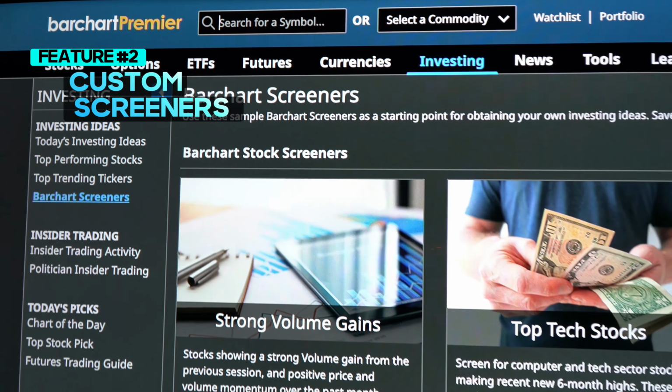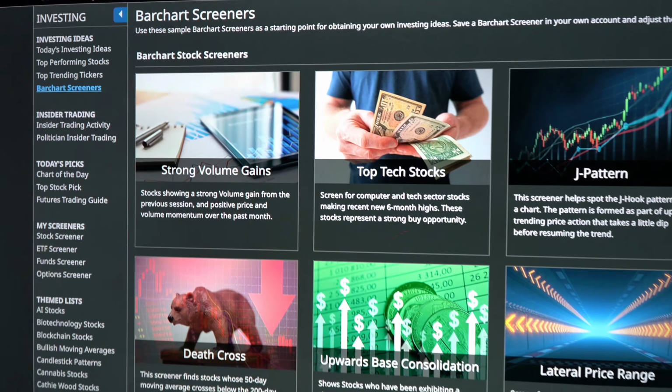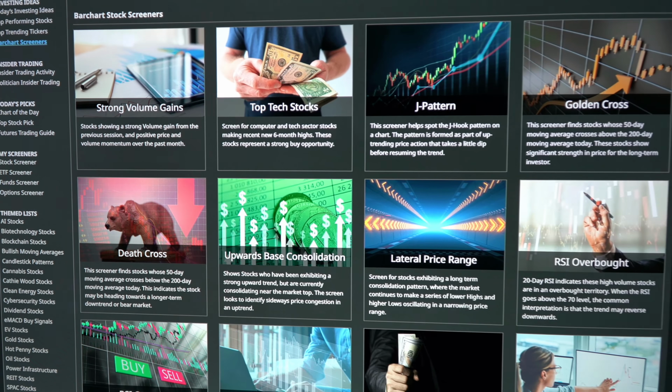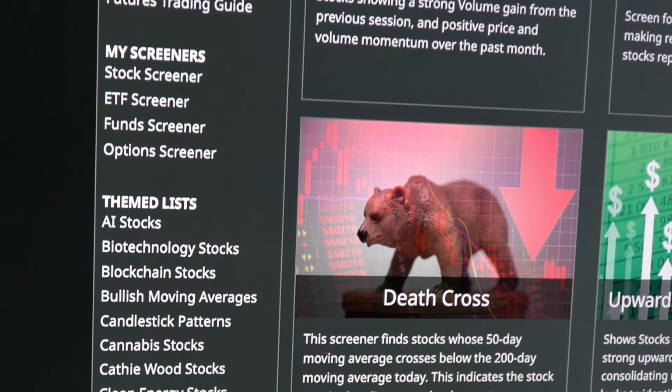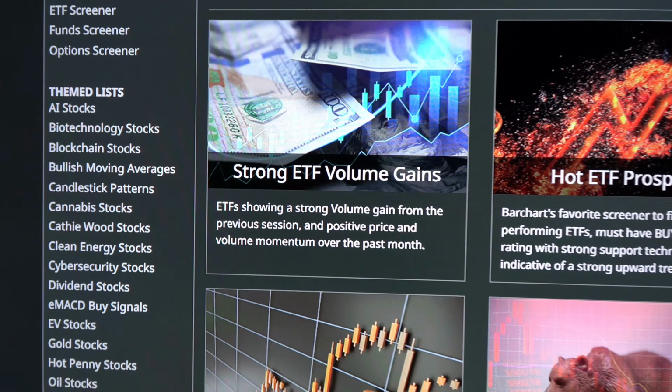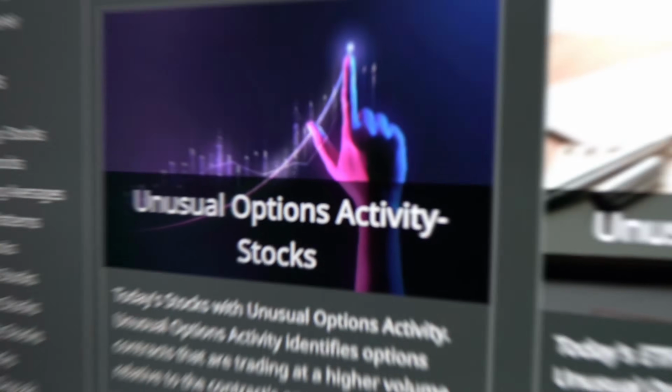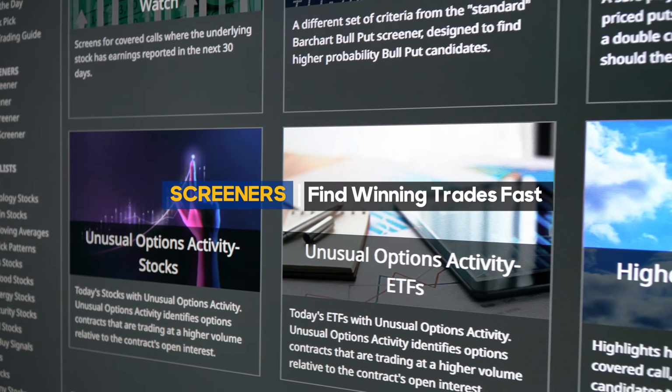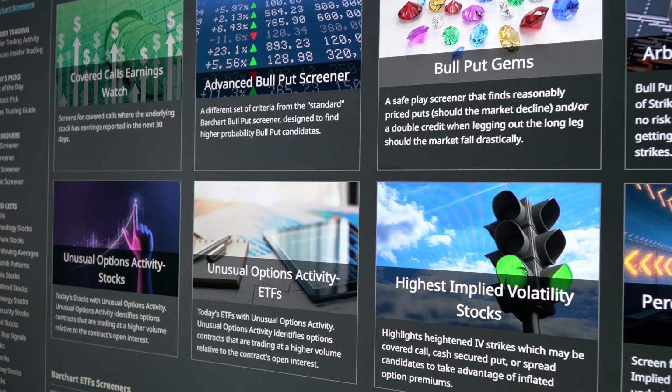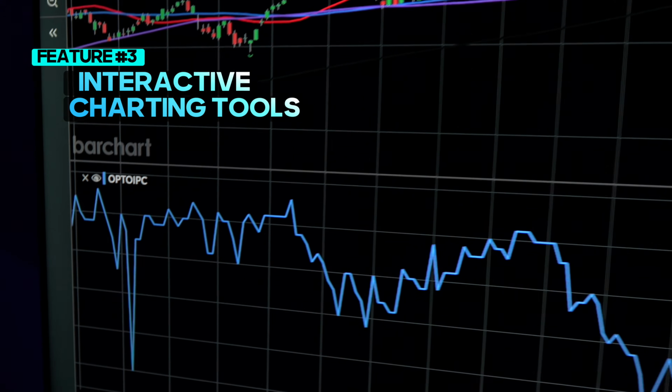Next is our custom screeners. Use our featured screeners or create and run personalized screeners based on technical and fundamental criteria. Whether you're searching for high potential stocks and exchange traded funds or specific options setups, Barchart screeners make it easier to find trades.